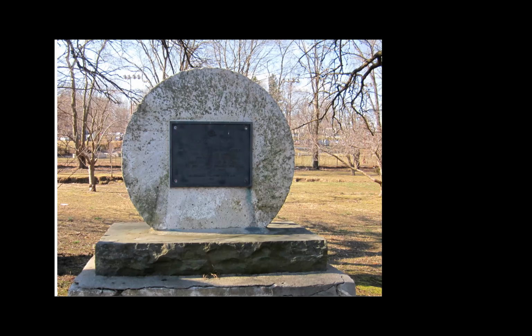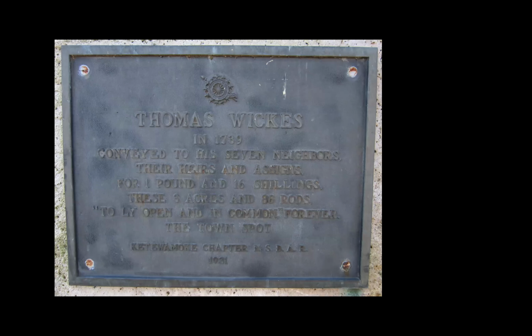Okay, this is on the plaque that indicates that Thomas Wicks, who owned the land up above the town plat, kind of encroached onto the town plat. And at some point they said, no, you're not supposed to do that. And they made an agreement in 1739 that Thomas Wicks would sell the land back to the town, and so it would be common forever in the town plot, and reestablish that as the common land for everybody in town.